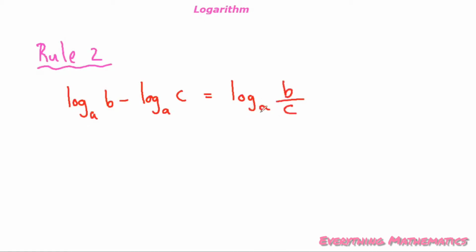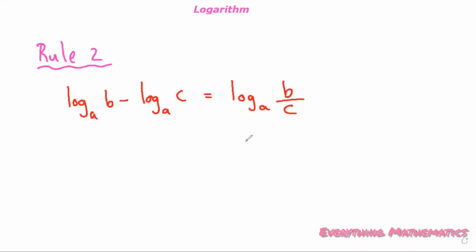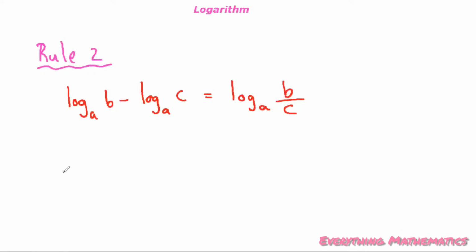So in essence, the base remains the same, but the first one becomes a fraction, let's put it like that. The first one becomes the numerator and the second one becomes the denominator. And that's basically rule 2. Of course, this could go the other way around.